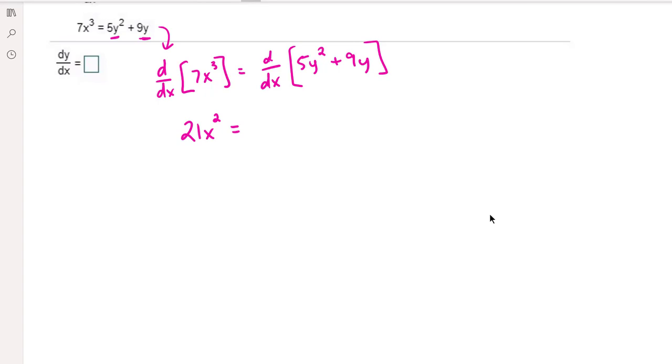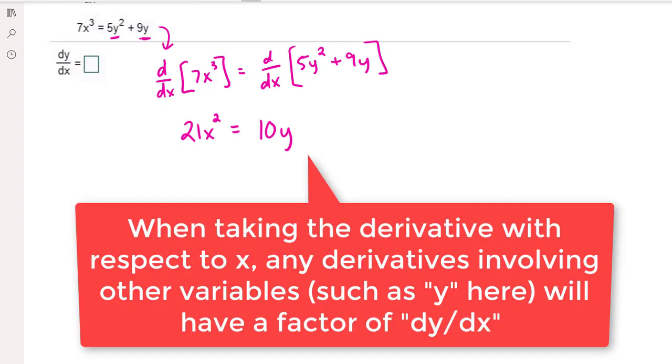So on that 5y squared, if you took the derivative like it was a normal variable, you would end up getting 10y to the first power, when you take the 2 down 1. But since you're doing it with respect to x, and you just took the derivative of something that has a variable y in it, every time you touch something with a y in it, you're just going to put a dy dx beside it. It's kind of like you're just putting this fraction right beside this.